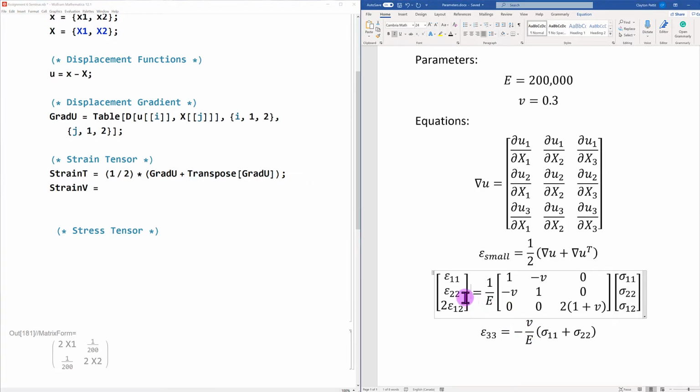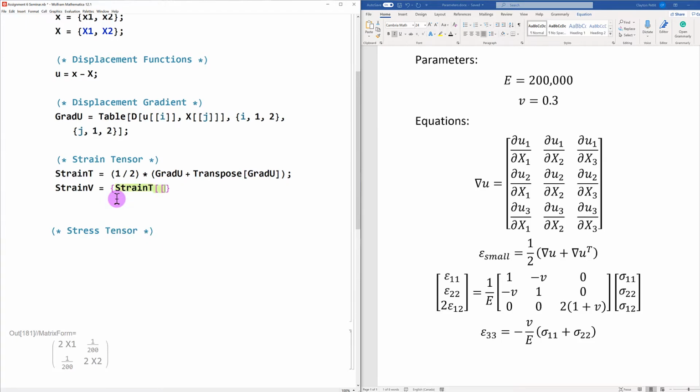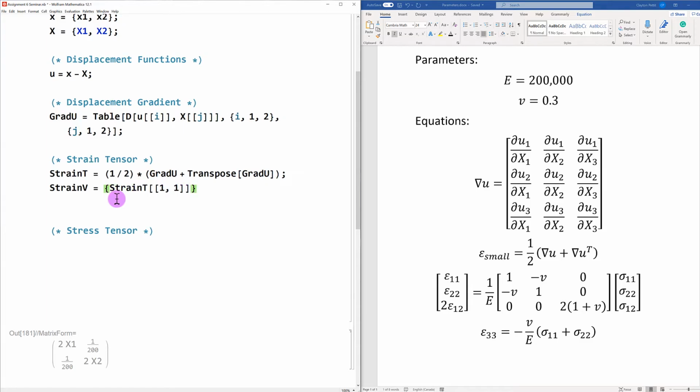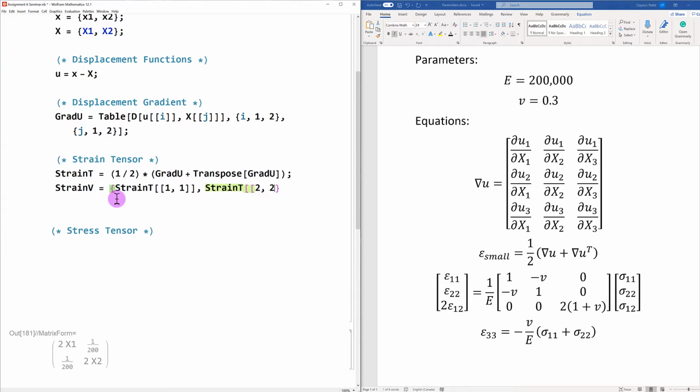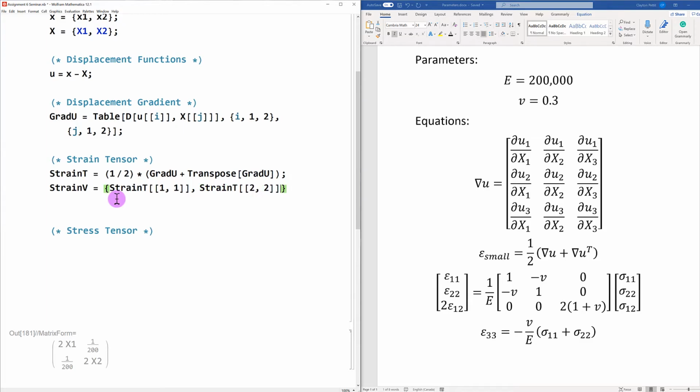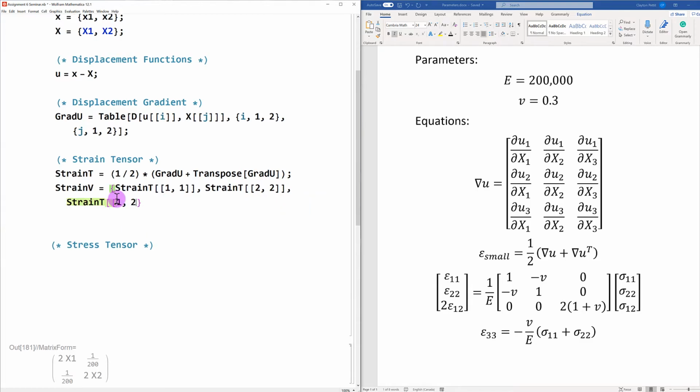If I look at the components, it's a simple vector with 3 components: epsilon 1,1, epsilon 2,2, and epsilon 1,2. It's a vector, so I'm going to do my curly brackets. Inside, I'm going to have epsilon 1,1, the 1,1 component of my strain tensor. So I go strainT, double square bracket, 1,1, and the double square bracket, comma. That's the first component. The second component is epsilon 2,2, which I can get from my strain tensor as well. And the final component is epsilon 1,2, so I can go strainT 1,2.